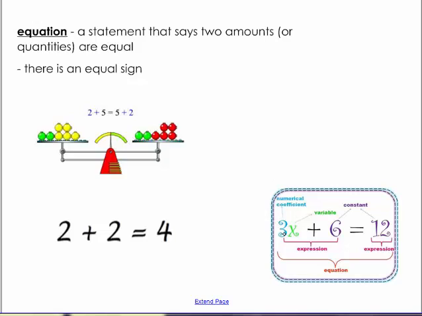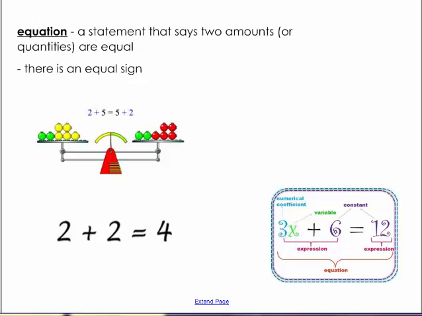So we have a number 3 and then the variable x. We call a number next to a variable a coefficient. Actually, a numerical coefficient if you want to be exact. And remember, anytime you see a numeral next to a variable and there's no operation symbol between them, it's always multiplication. So in this case, it's the same as saying 3 times x.